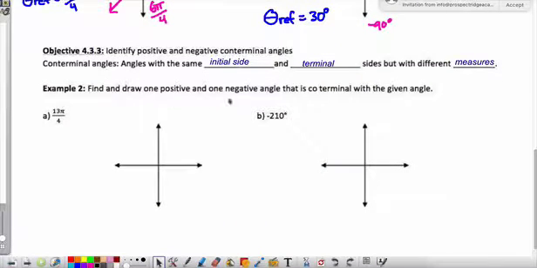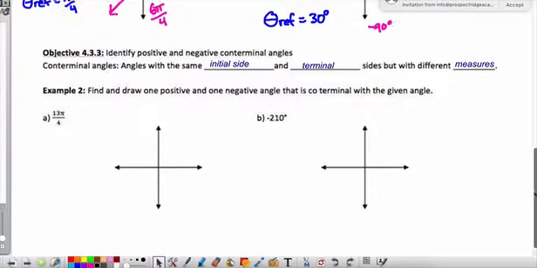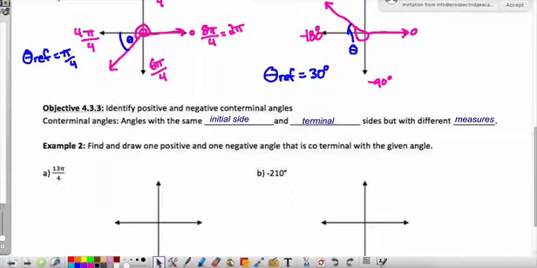All right, find and draw one positive and one negative angle that is coterminal with the given angle. So first we need to graph our original angle, and look, I've already done it up here. So I'm going to do the same thing down here. But I know that 13 pi over 4, because we graphed it up here, is right here. That is 13 pi over 4.